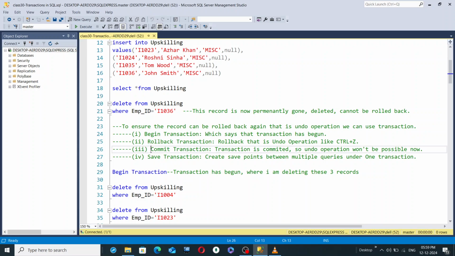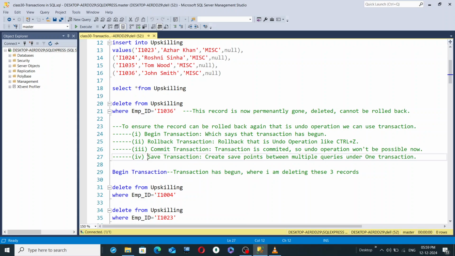But once you commit a transaction, then you cannot roll back. Then you cannot go for Control plus Z, then you cannot go for undo. Control plus Z or undo can be done by rollback transaction only in SQL. But once you commit a transaction, then you cannot roll back. No Control Z, no undo operation. Done is done. Once committed, it is committed.